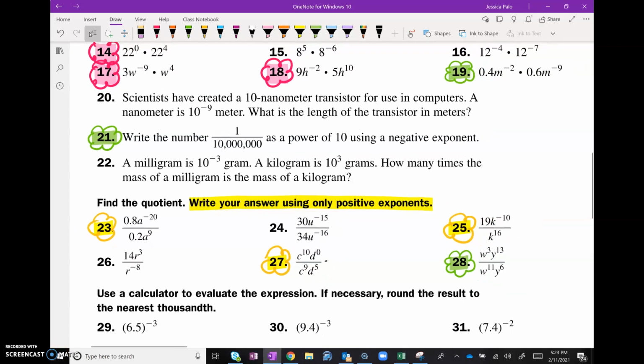All right, so we have 1 over 10 million. That's 1, 2, 3, 4, 5, 6, 7 zeros. So 10 to the 7th power. Now we can use our rules of negative exponents. We want to use a negative exponent. So we have to bring that back up to the numerator so it becomes negative, giving us a final answer of 10 to the negative 7th power.